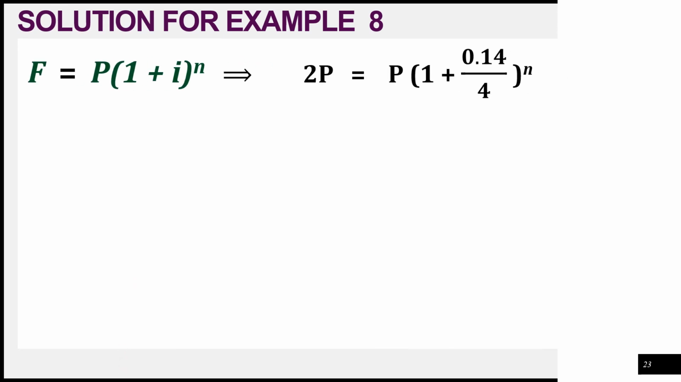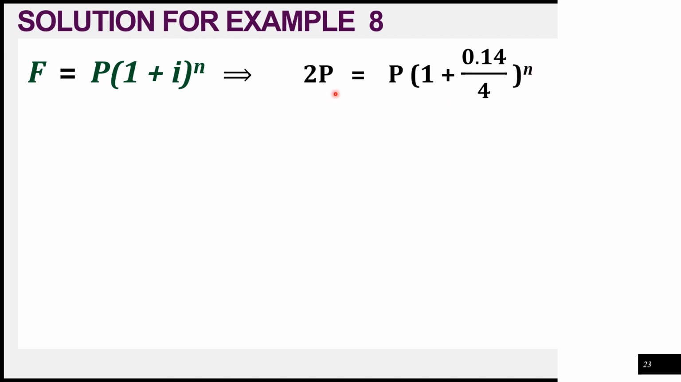Solving for example number 8, we have F equals P times the quantity of 1 plus i raised to the power of n. Then we substitute the values. We have F equals 2P equals P, we just copied this one, times the quantity of 1 plus 0.14 over 4. We have these values because i is equal to j divided by m. Our j is 0.14 and our m is 4.